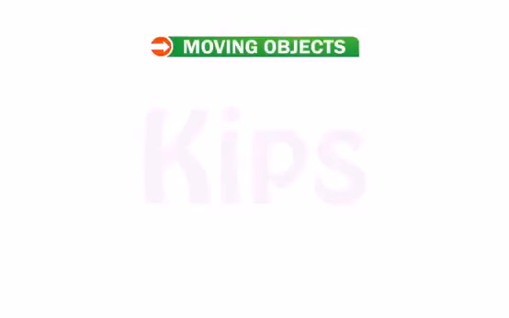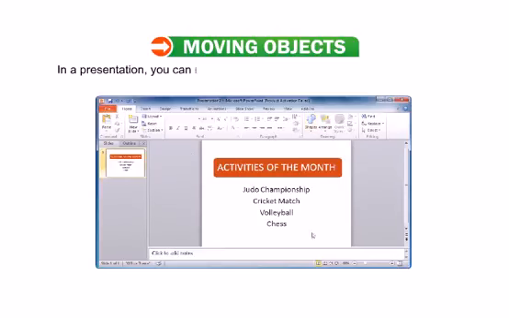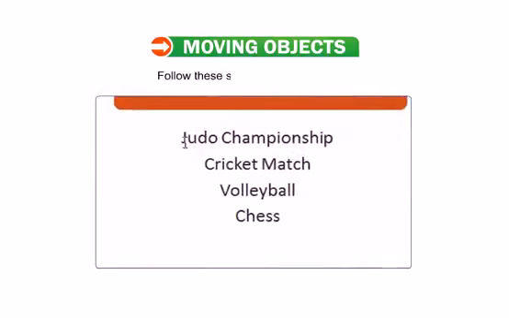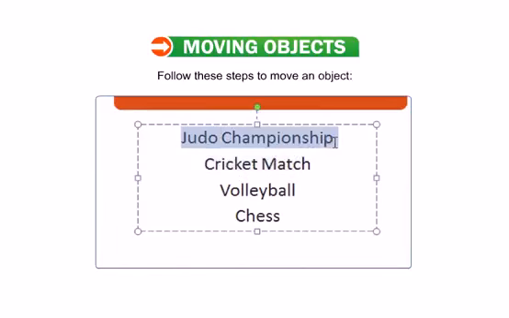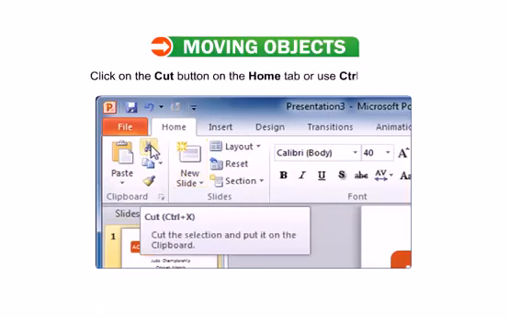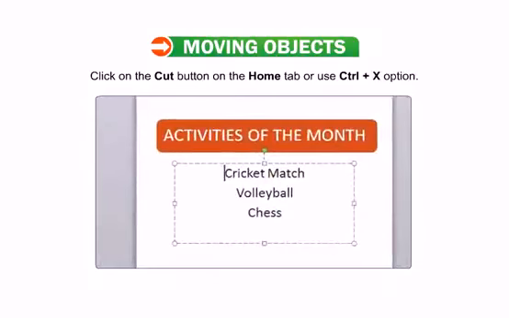Okay, now let us talk about moving objects. In a presentation, you can move the objects from one place to another either on the same slide or between the different slides. Follow these steps to move an object. Select the object. Click on the Cut button on the Home tab or use Ctrl plus X option.